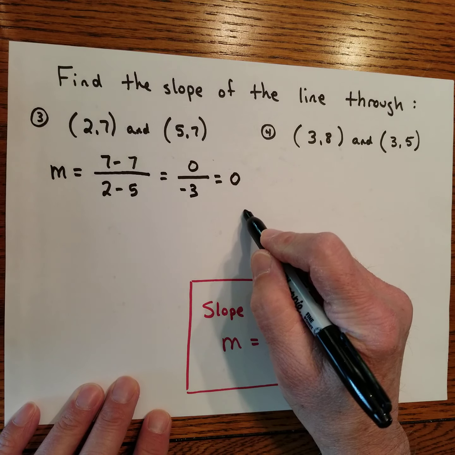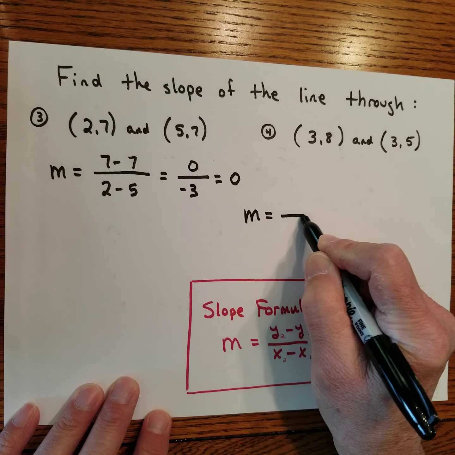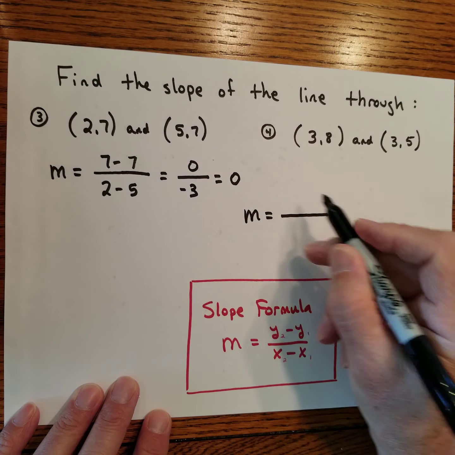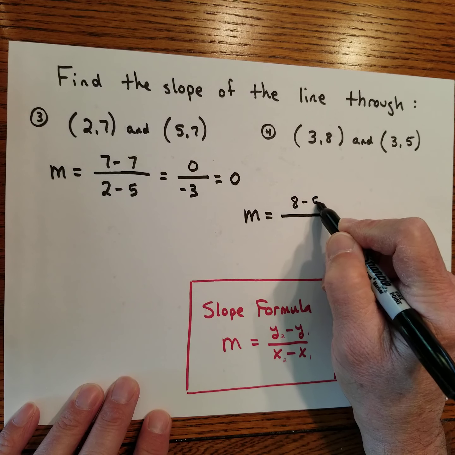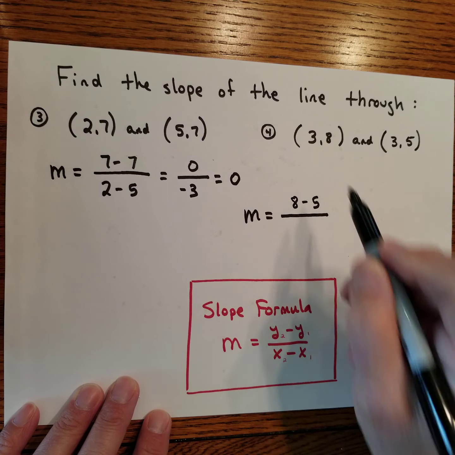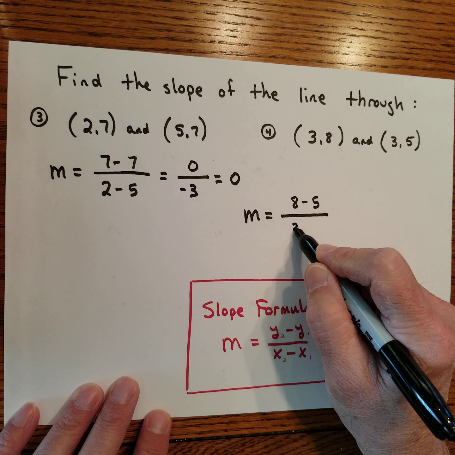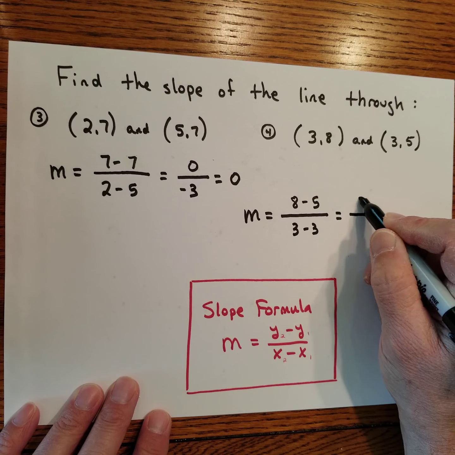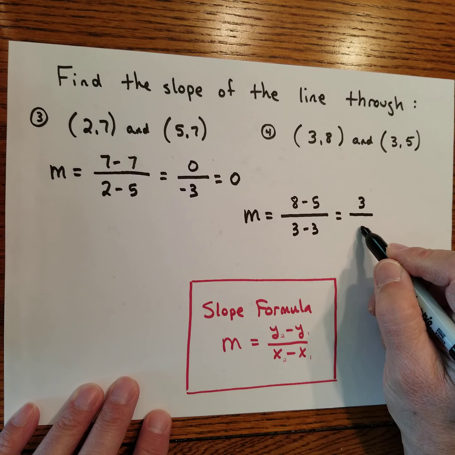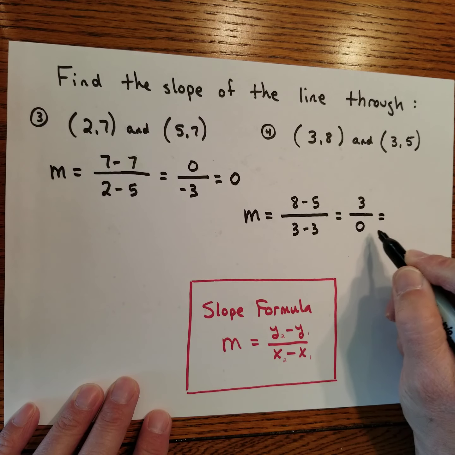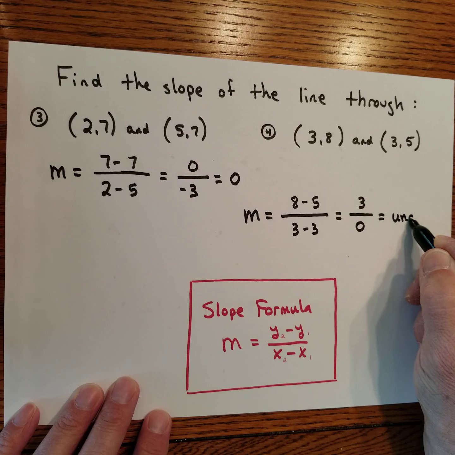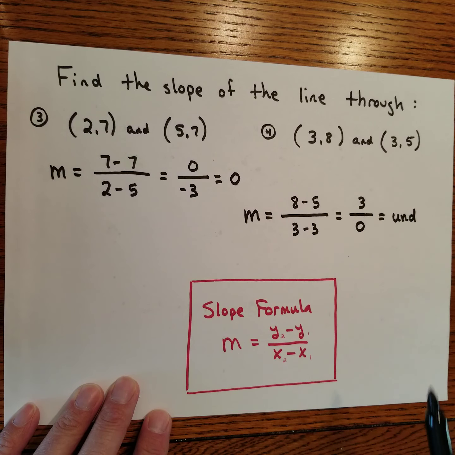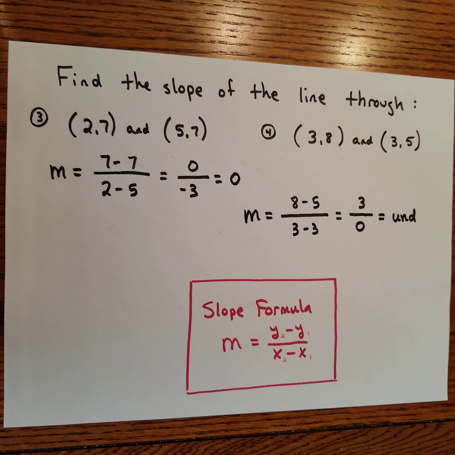Let's try number 4. Subtract the y's. 8 subtract 5. Then subtract the x's. 3 subtract 3. 8 minus 5 is 3. 3 minus 3 is 0, but dividing by 0 is undefined. The slope of this line is undefined. That must have been a vertical line.